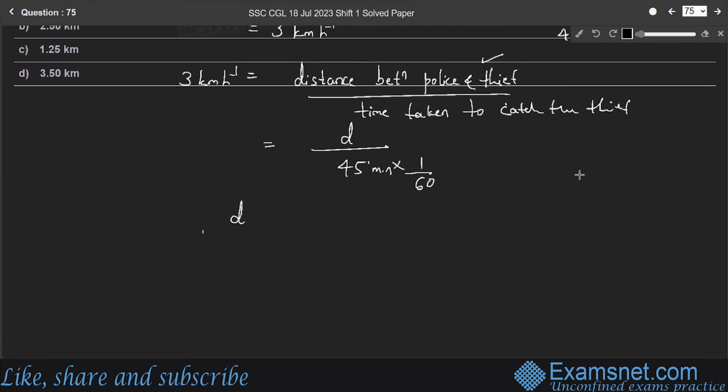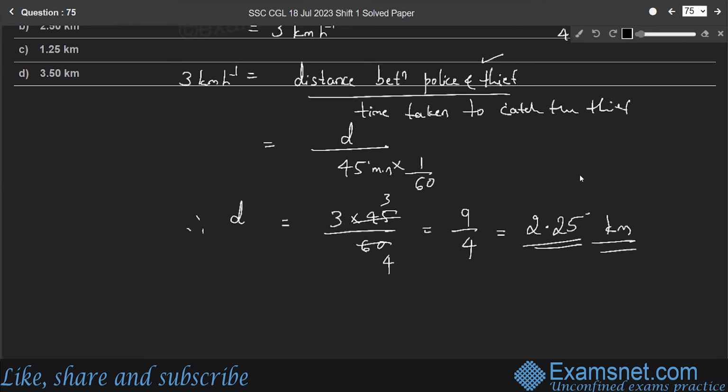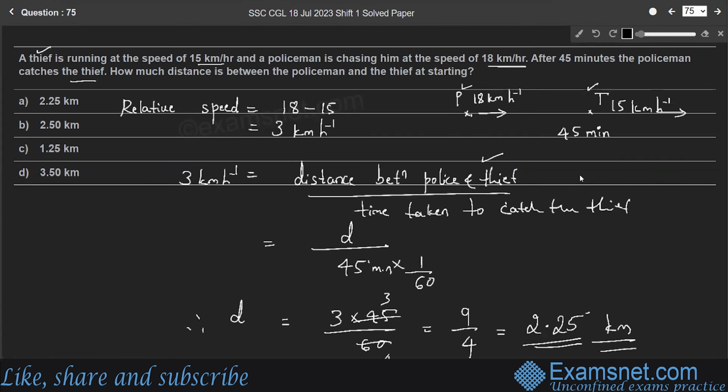Therefore, the distance between policeman and thief is 3 into 45 divided by 60. So 15 into 3, 15 into 4 is 60. So 9 by 4, which is 2.25. So the distance between policeman and thief at the starting point is 2.25 kilometers. Therefore, option A is the right answer.